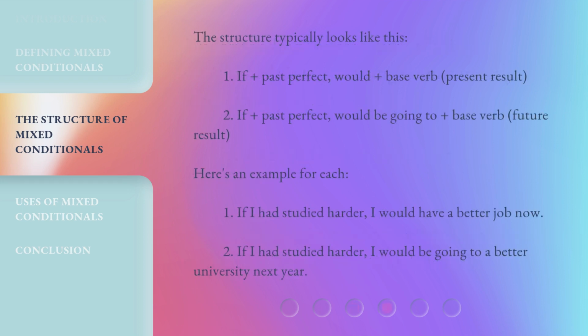The structure typically looks like this. 1. If plus past perfect, would plus base verb (present result). 2. If plus past perfect, would be going to plus base verb (future result).